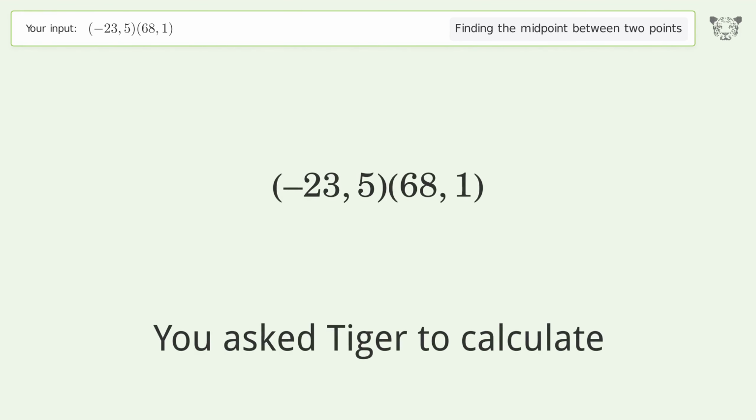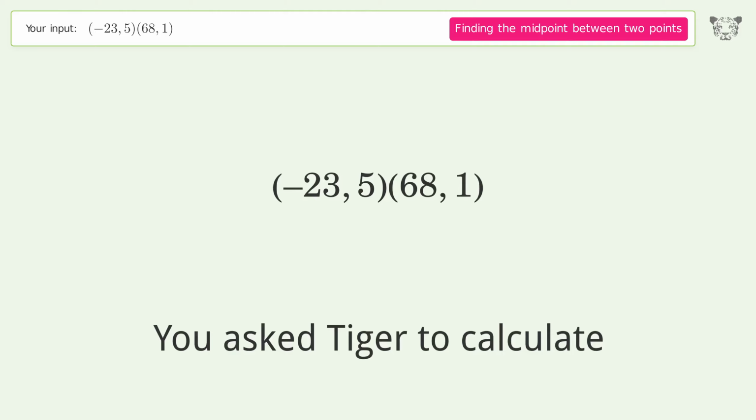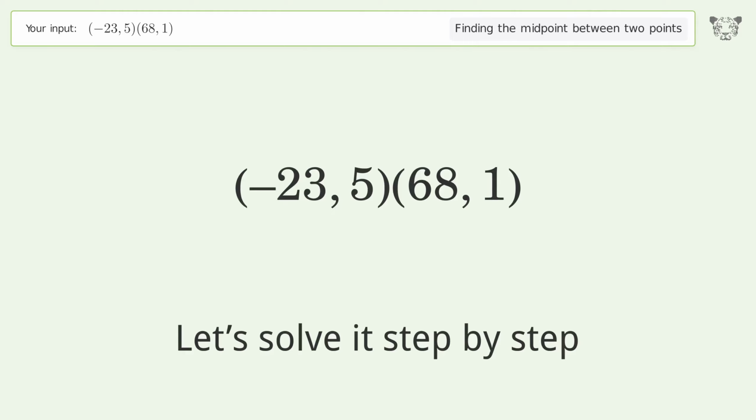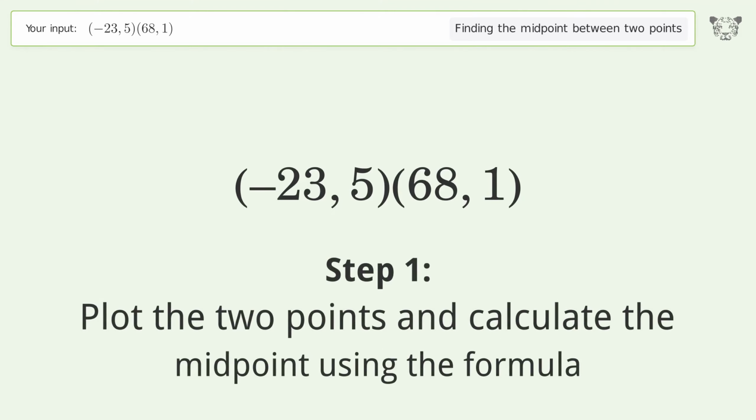You ask Tiger to calculate. This deals with finding the midpoint between 2 points. The midpoint between the 2 points is 22.53. Let's solve it step by step. Plot the 2 points and calculate the midpoint using the formula.